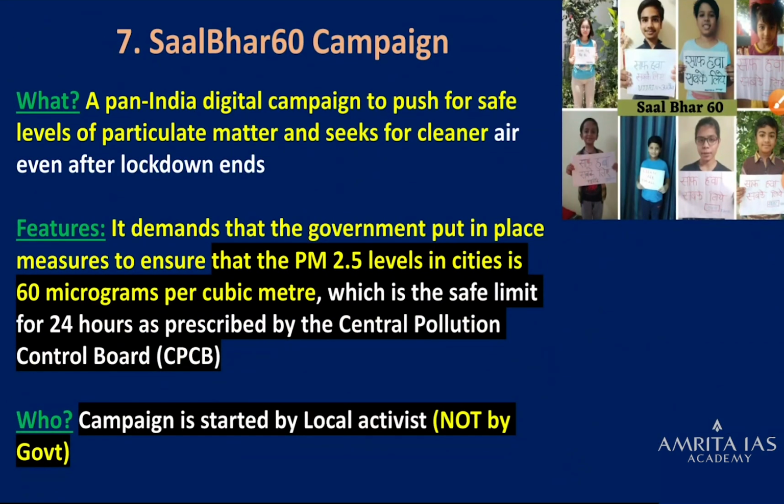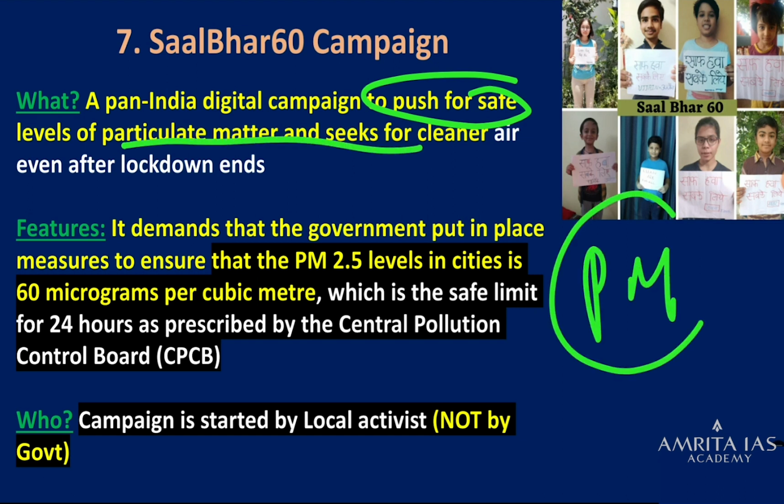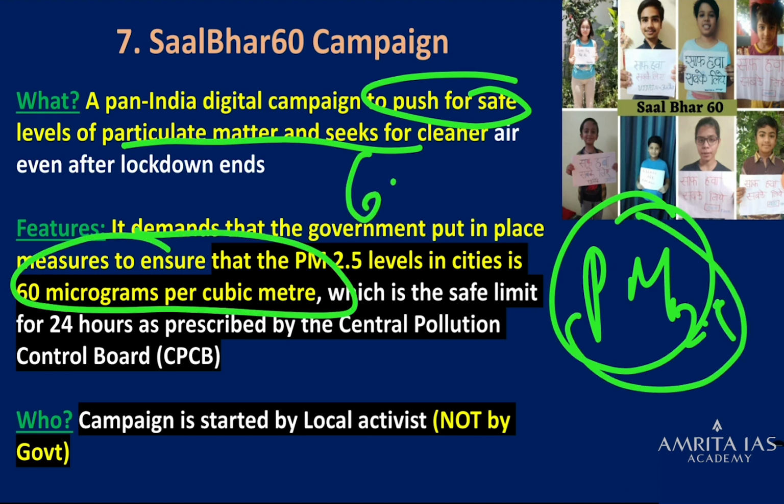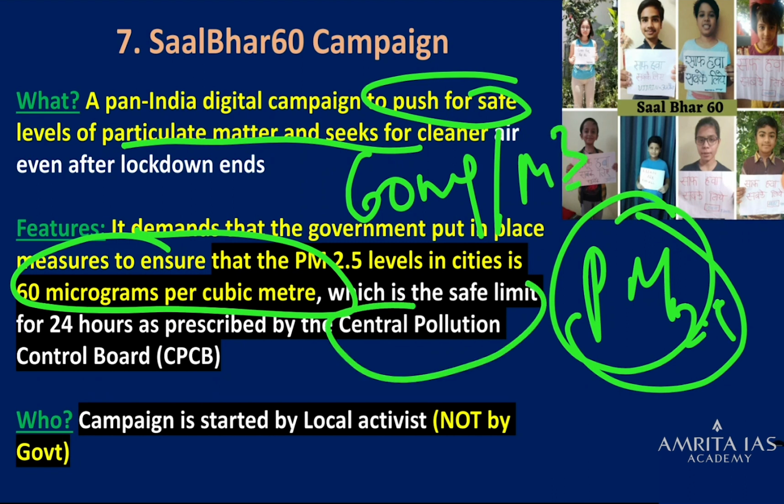Then Saal Bhar 60. Saal Bhar means annual, every year, or for the whole year. Saal Bhar is a Hindi word actually. So it's a pan-India digital campaign to push for the safe level of particulate matter. They are saying that the particulate matter 2.5 level in the air should be limited to 60 microgram per cubic meter, which is the permissible limit set by the CPCB.